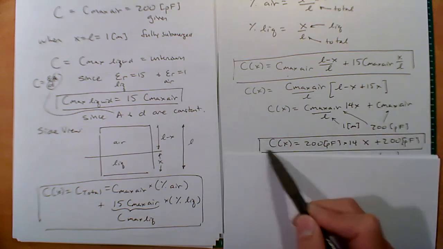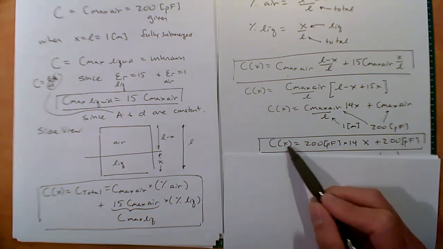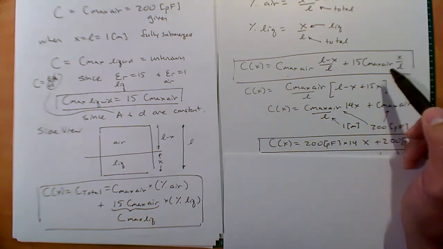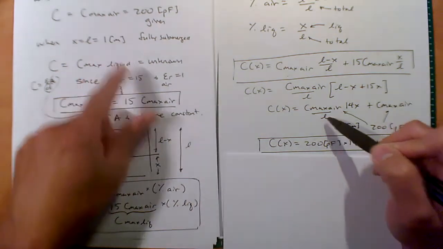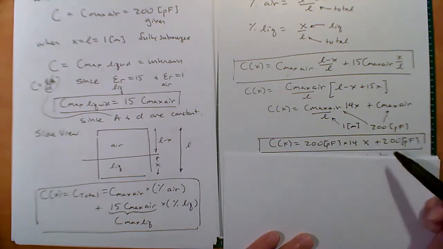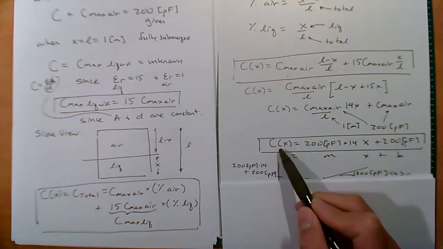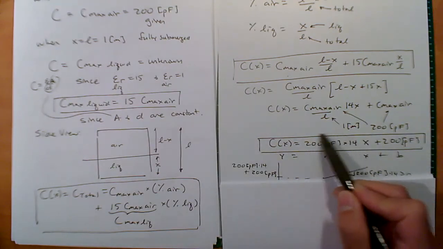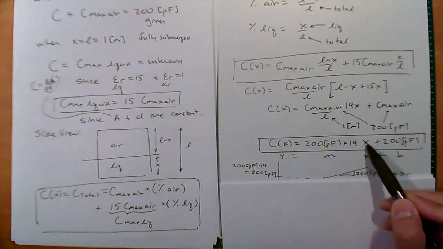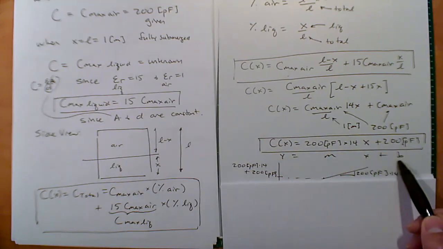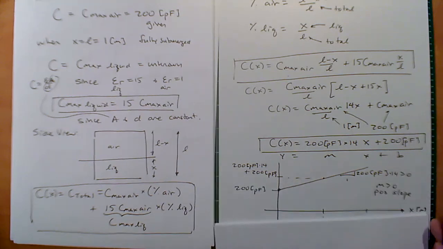So we get this equation, right? And all this equation does is, notice the L's, like if we actually knew a number, like 1 meter, they go away, they kind of bury into here. And this is C of X equals some number, 200 picofarads times 14 times X plus a number. Again, a Y equals MX plus B, nice linear relationship.